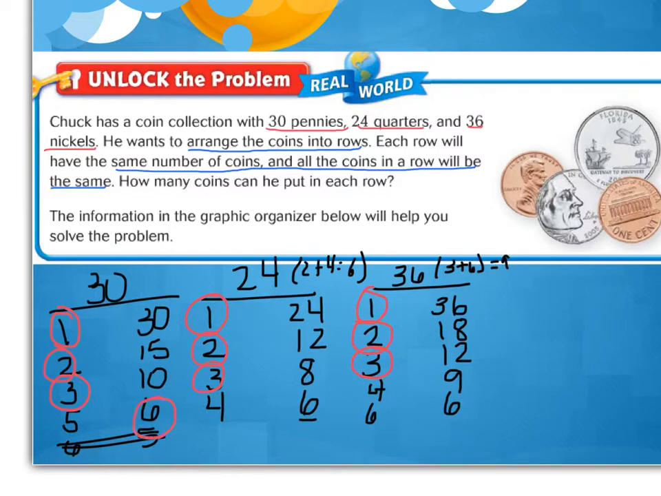6 is. 10, 8, or 9 are not. Neither is 15, 12, or any of the remaining factors. So the common factors are 1, 2, 3, and 6. This tells me that Chuck can either put 1 coin in each row, 2 coins in each row, 3 coins in each row, or 6 coins in each row.